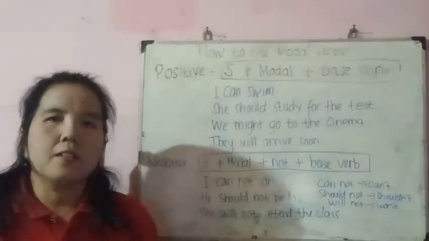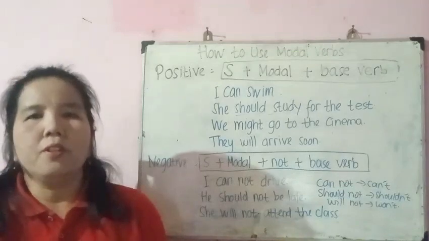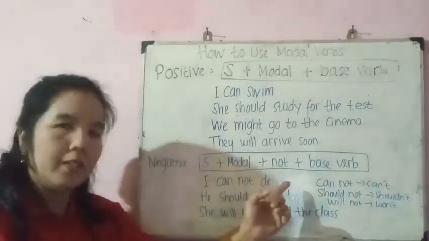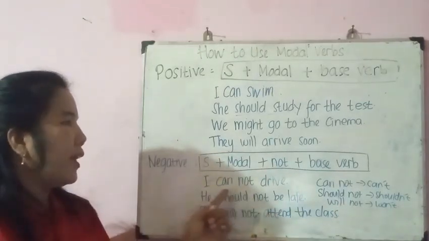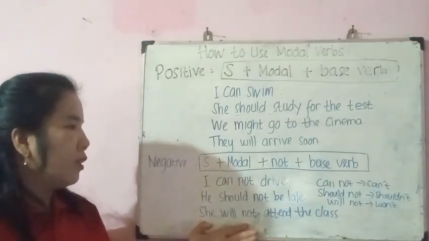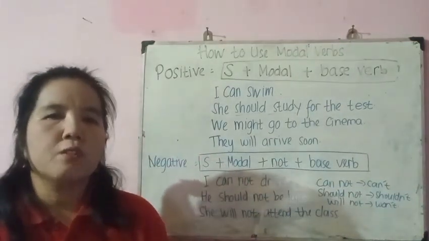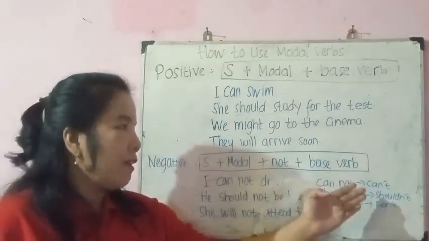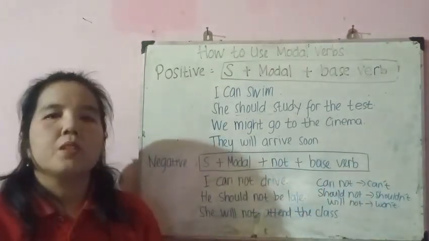Next, negative sentences. For negative sentences, just add not after the modal verb. The structure is subject plus modal verb plus not plus base verb. Here are some examples. I cannot drive. He should not be late. She will not attend the class. You can also use contractions to sound more natural. Cannot becomes can't. Should not becomes shouldn't. Will not becomes won't.